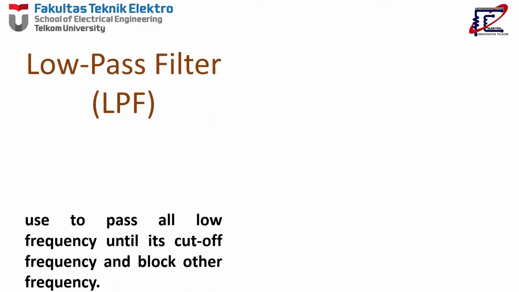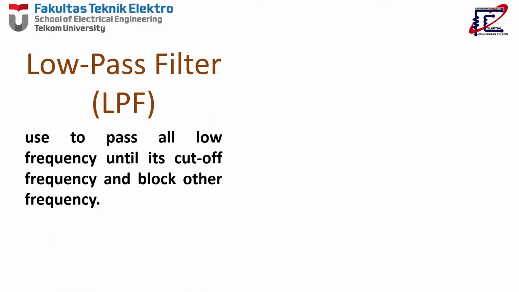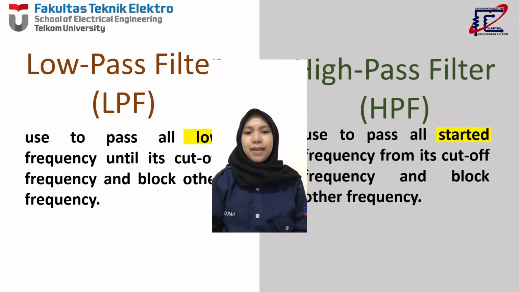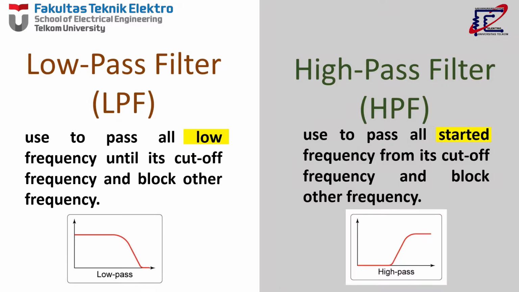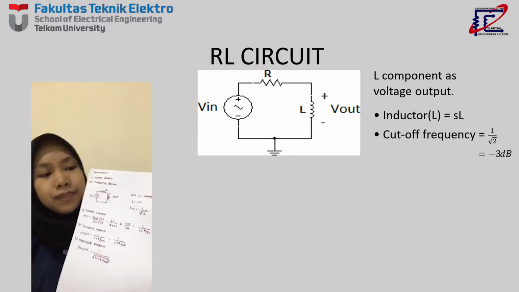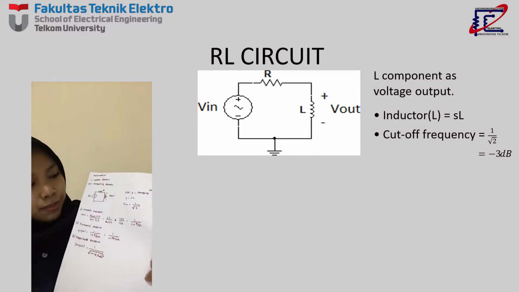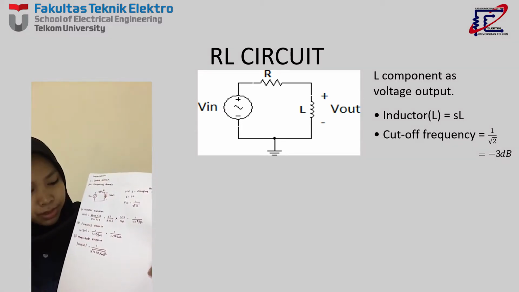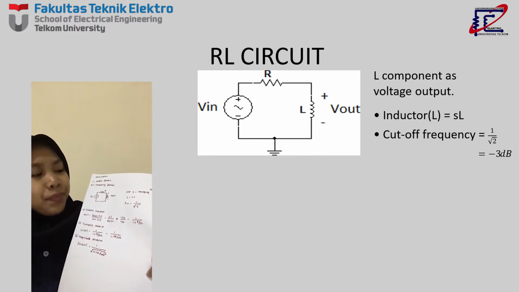A low-pass filter is used to pass all low frequencies until its cutoff frequency and block the other frequencies. Meanwhile, a high-pass filter is used to pass all frequencies starting from the cutoff frequency until the higher frequencies and block the other frequencies. So, I will explain the formula derivation between transfer function, frequency response, and magnitude response.